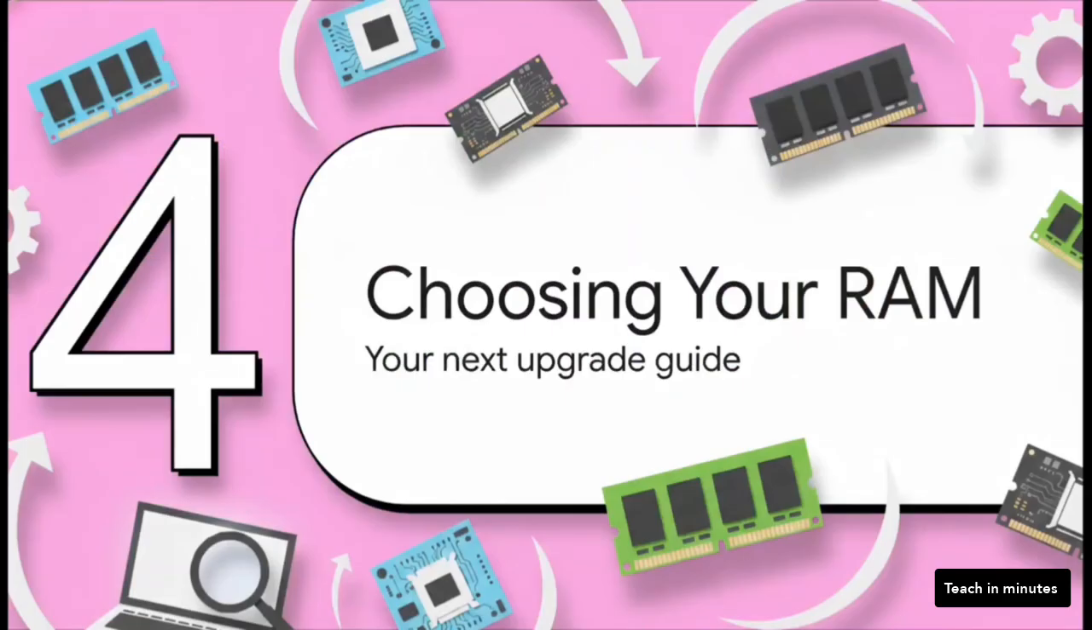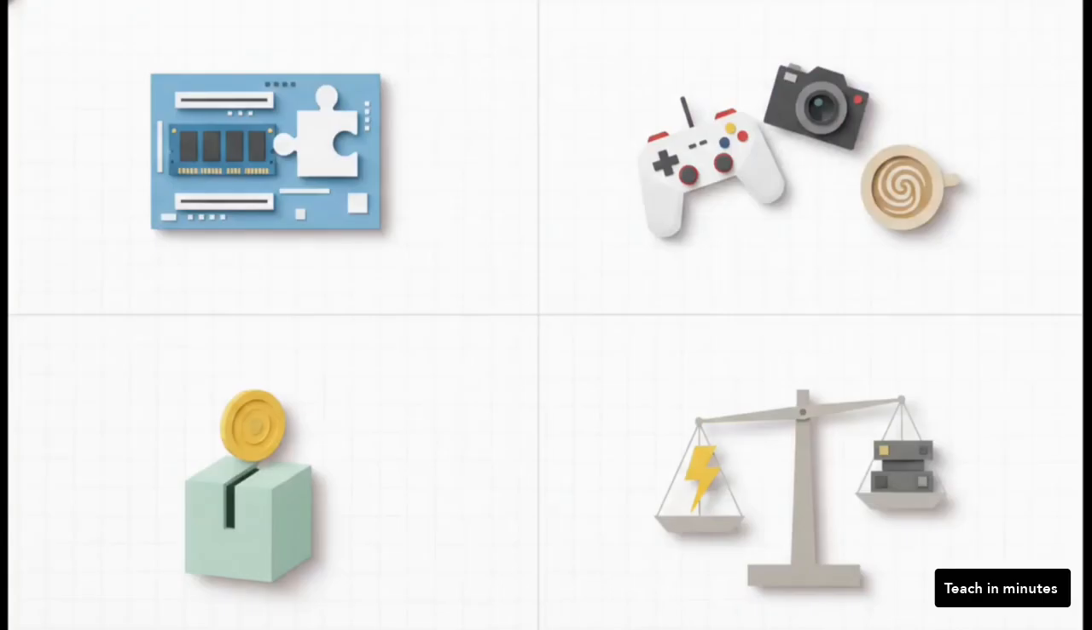Which brings us to Section 4, choosing your perfect RAM. Let's get into some actionable advice for your next upgrade. When you're evaluating a memory upgrade, you really need a precise checklist. Step 1, and this is absolutely critical, know your platform. You cannot mix generations. A DDR5 stick of RAM literally will not fit into a DDR4 motherboard slot. They are physically keyed differently.